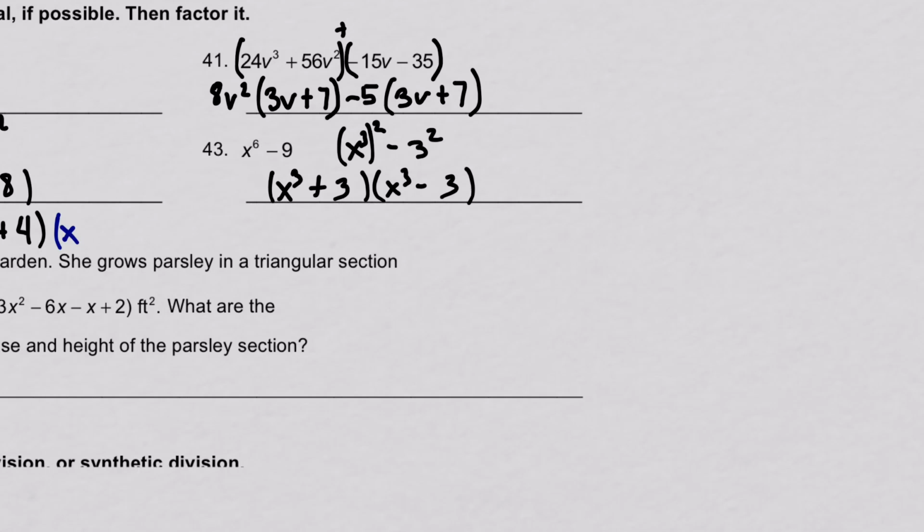And it looks like I'm done. There's nothing else to do here. x cubed plus 3. x cubed is a perfect cube, but 3 is not. And the second one, same thing. 3 is not a perfect cube. So there's nothing else to do here. You are finished.